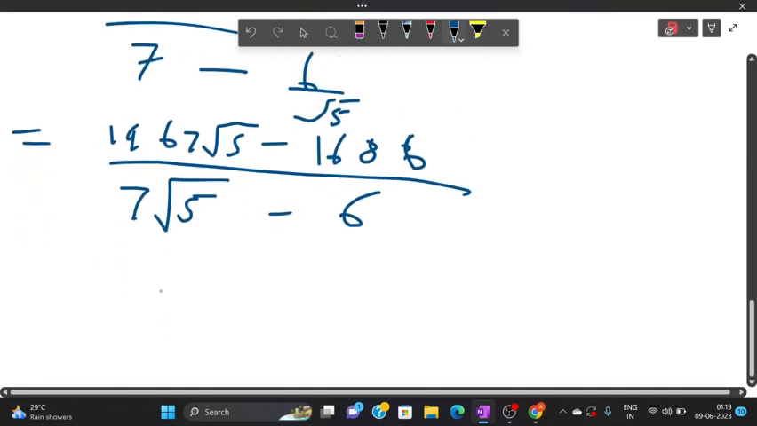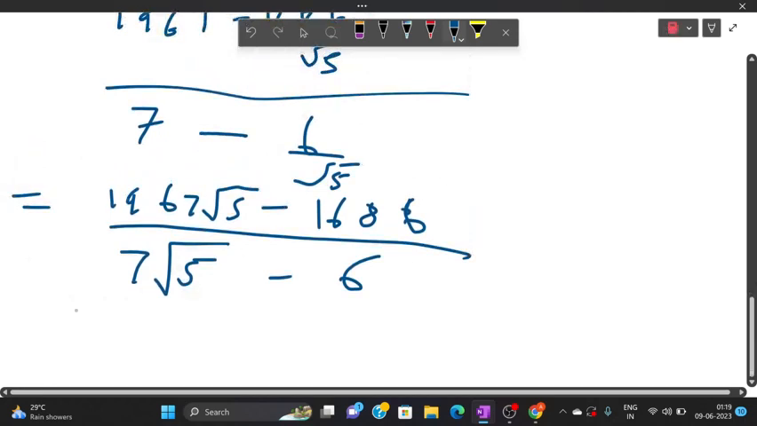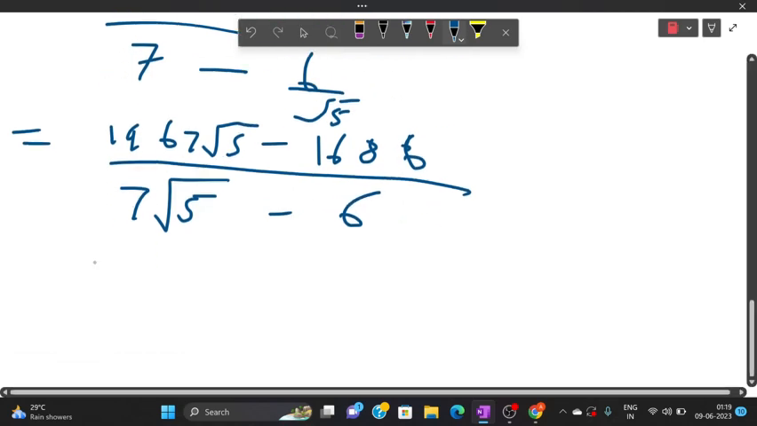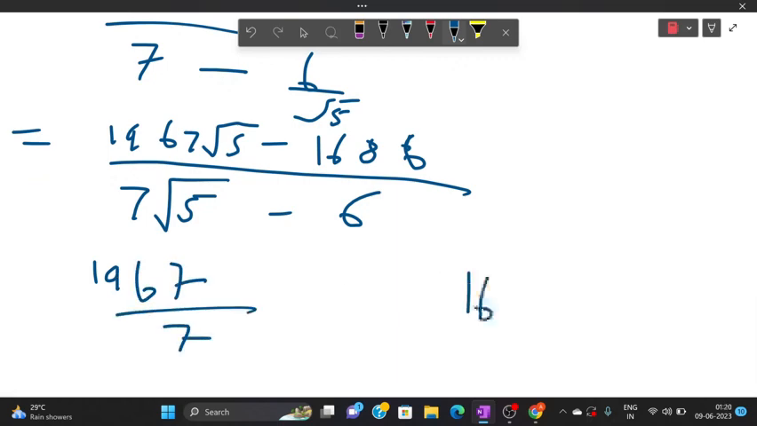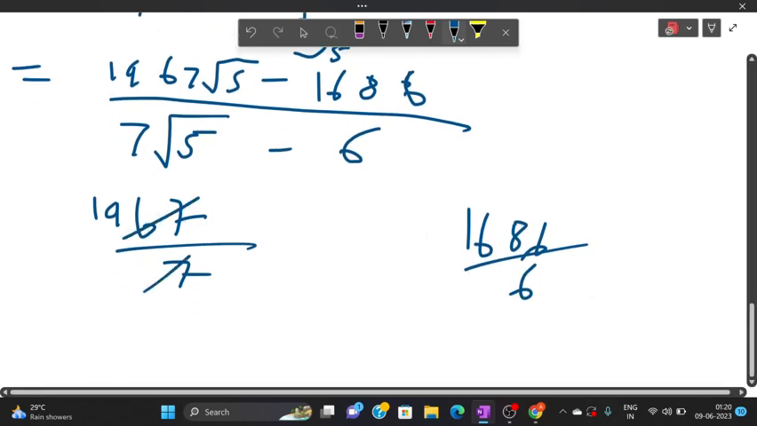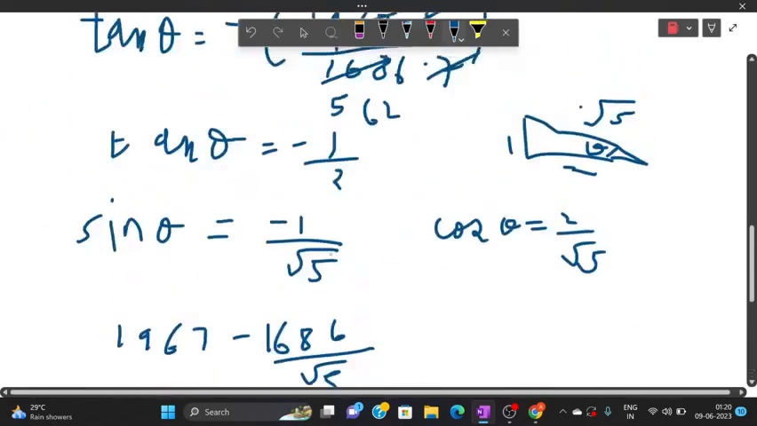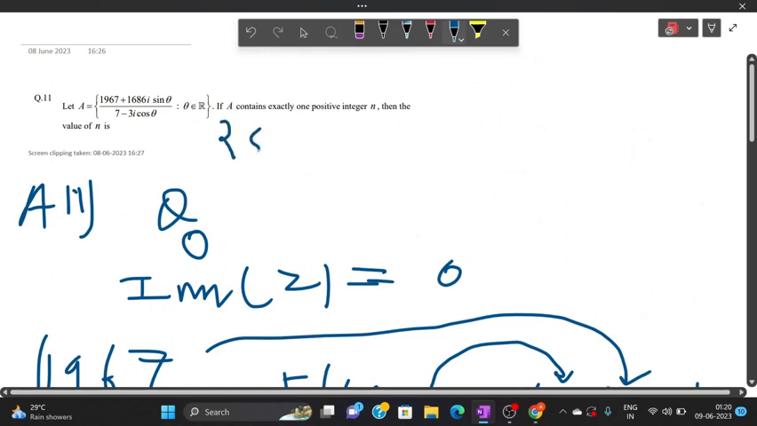Now notice one thing, that if this is a positive integer, then we must have that 1967 by 7 and 1686 by 6 are equal. So let us see. And whatever this division will be the answer. So this division here gives 281, right? 281. And this division also here gives 281. So indeed the quotient is same and the answer to this problem is 281.